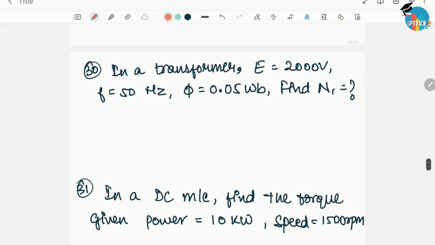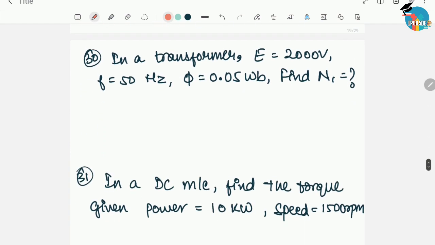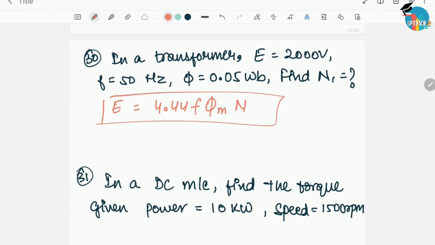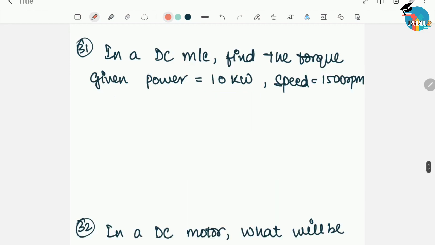Next question asked was related to, in a transformer E is equal to 2000 volt, frequency is 50 hertz, flux given is 0.05 Weber, and we had to find the number of turns. E is equal to, using the formula, 4.44 frequency, flux maximum, and number of turns. So using this formula we can easily calculate the number of turns.